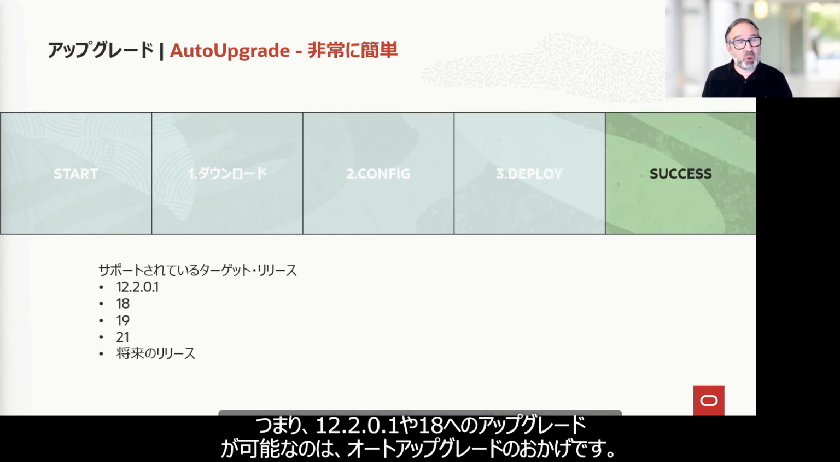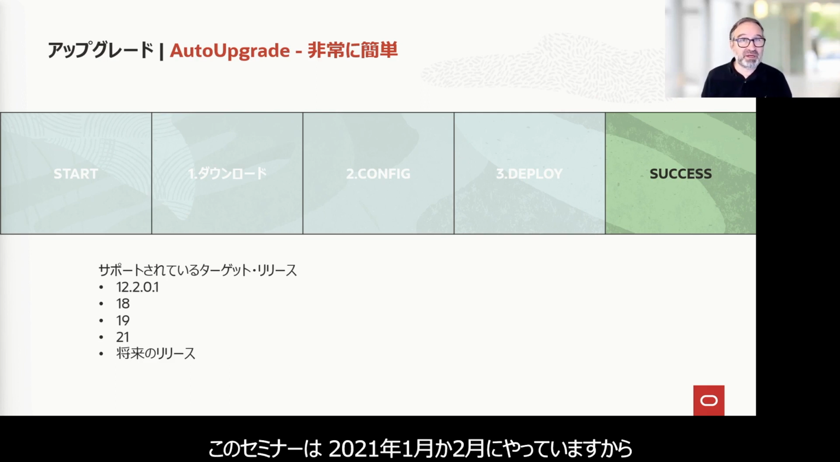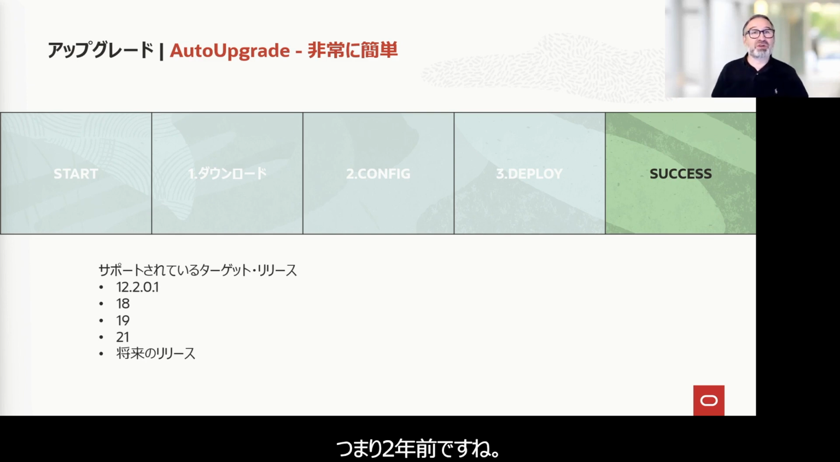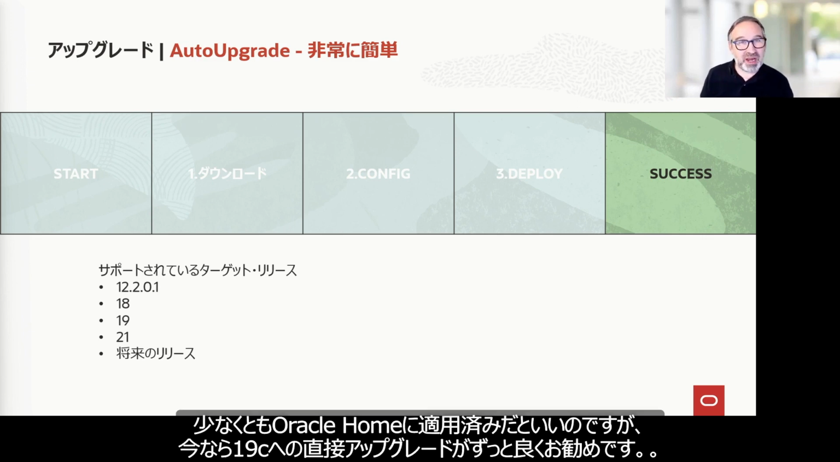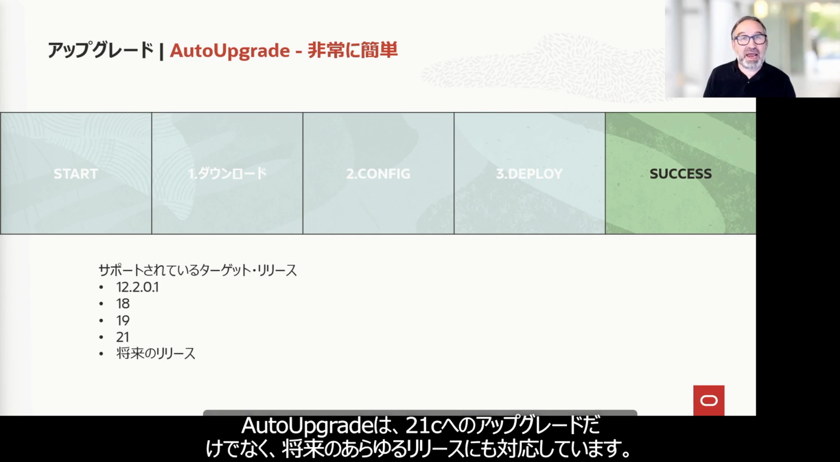And end means AutoUpgrade can upgrade to 12.2.0.1 and 18. In both cases, you must apply to your target home upfront at least the January 2019 release update. Now, while we broadcast this, it's January or February 2021 already, so two years ago. I hope you have that at least in your home, but it's much better now, a strict recommendation to upgrade to 19c. It will help you also upgrading to 21c once 21c is available. AutoUpgrade can do that, and any future release.